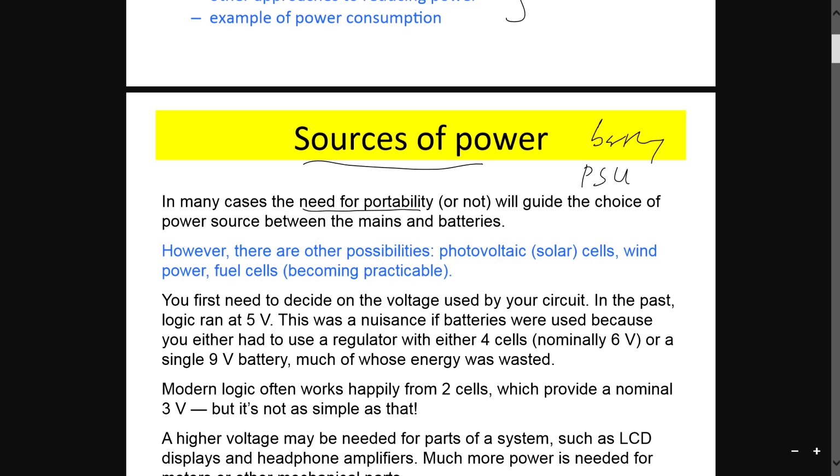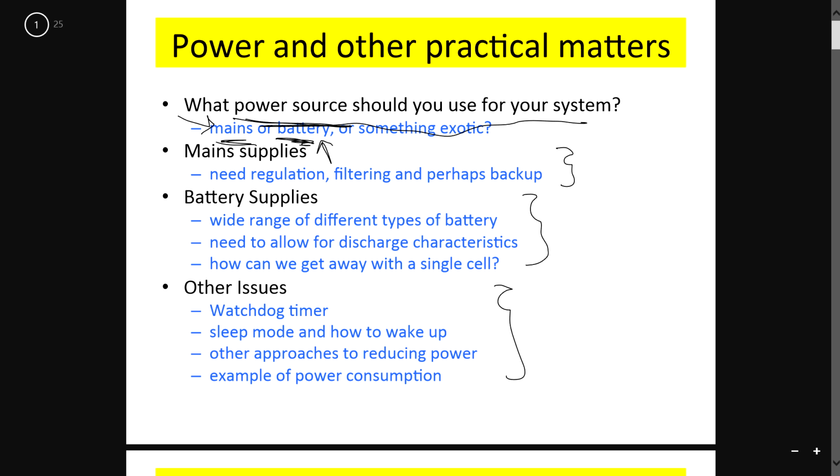Nonetheless, there are also other possible sources, like wind power, fuel cells and things like that. Besides the battery and the power supply unit, you may also have other methods of getting your power, right? After you choose your power supply, whether it is a mains power supply or a battery, then you're going to choose how to design your circuit. This is something that we're going to talk about later on also.